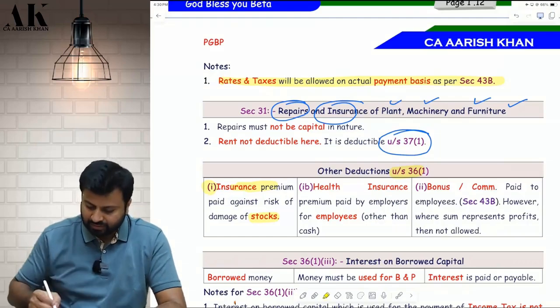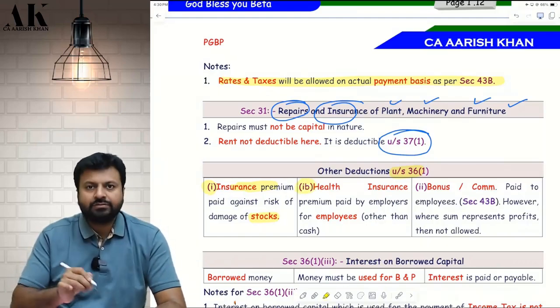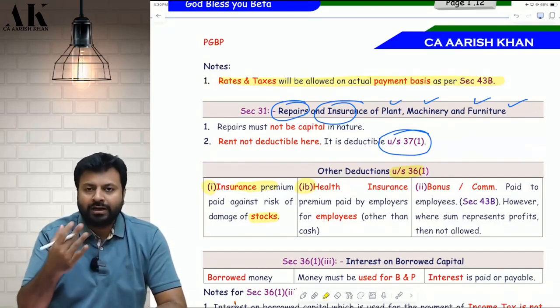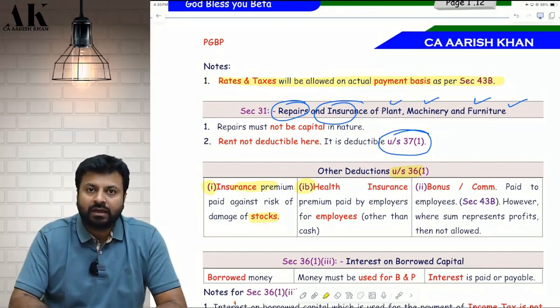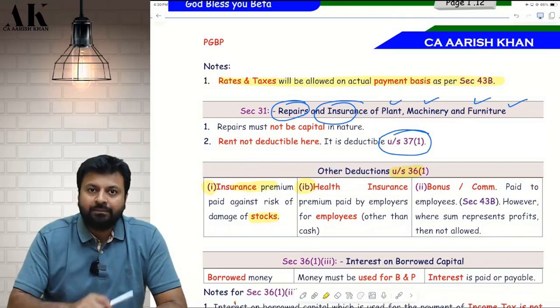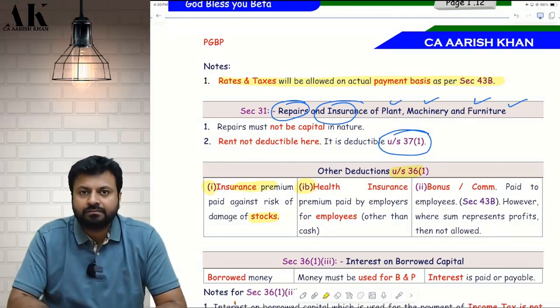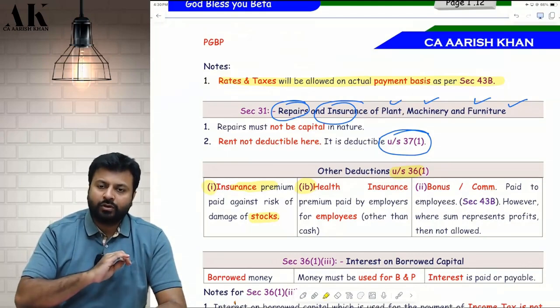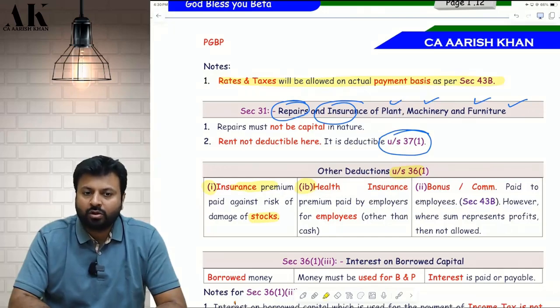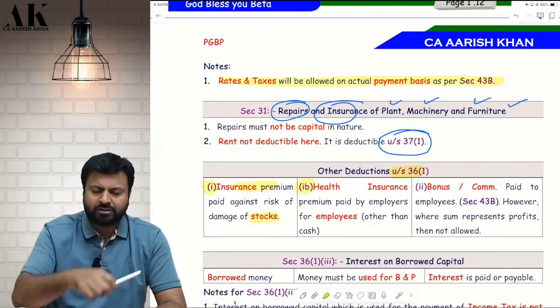After that, in the next section, section 36 subsection 1 clause 1(b), here I am an employer, you are an employee, and I am paying premium for your health. I am paying health insurance for you, okay. I am paying medical insurance for you. So that deduction also I am going to get, okay. Now I am insuring people, not asset, not stock. I am insuring people now, employees. So that is also allowed under the income tax law.